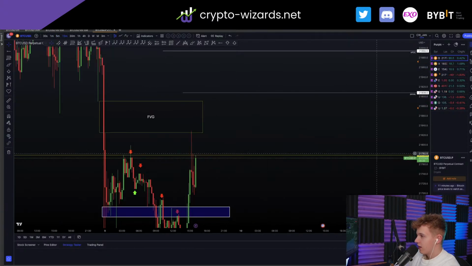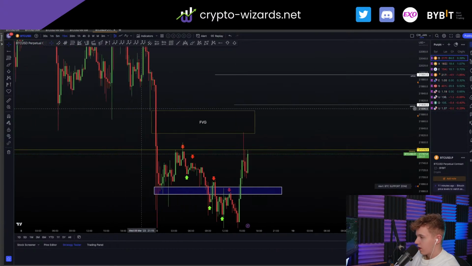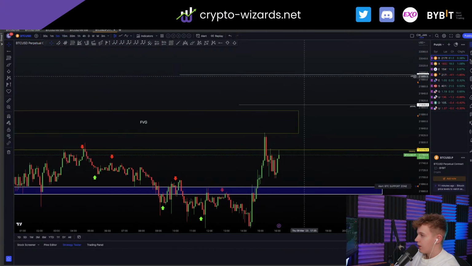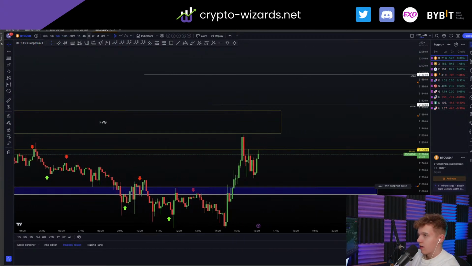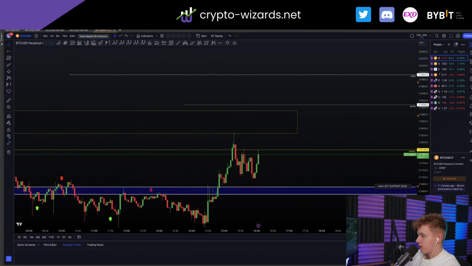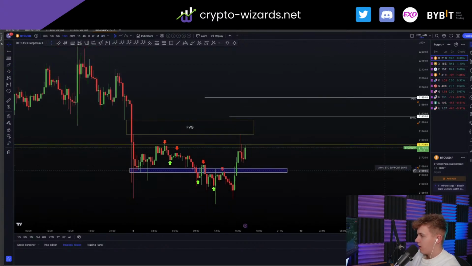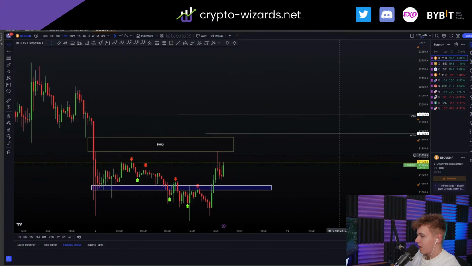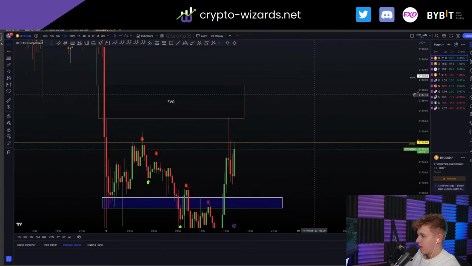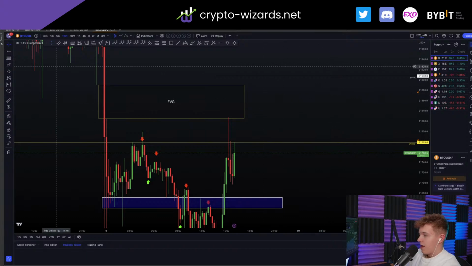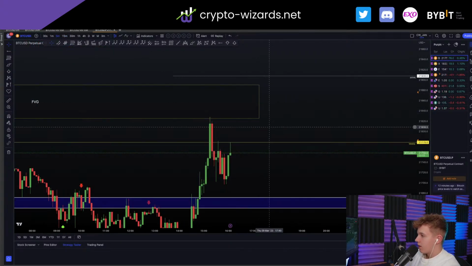Look at the BTC. We are going back to the weekly. Let's see if we can reclaim the level or not. Hopefully we can. I would be very happy to see the weekly being reclaimed, but I kind of doubt that we can. We'll see.